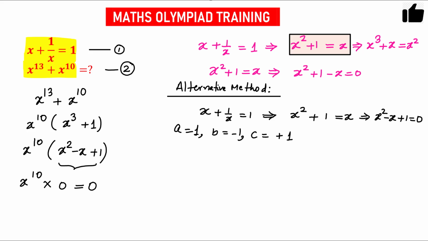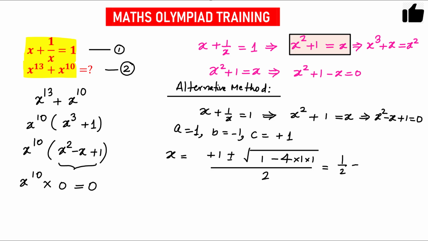So roots of this equation can be given as x equals minus b, so this becomes plus 1, plus minus root of b square, b square is 1, minus 4ac, so 4 times 1 times 1, and this divided by 2. So this is half plus minus root 3i divided by 2. You see, because minus root 3 can be written as root 3 times i. So this thing I have plugged here.